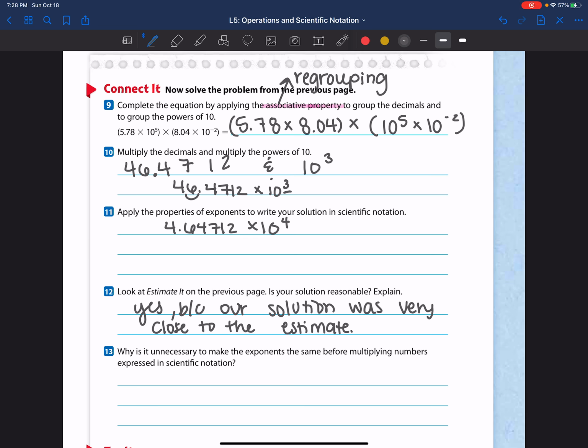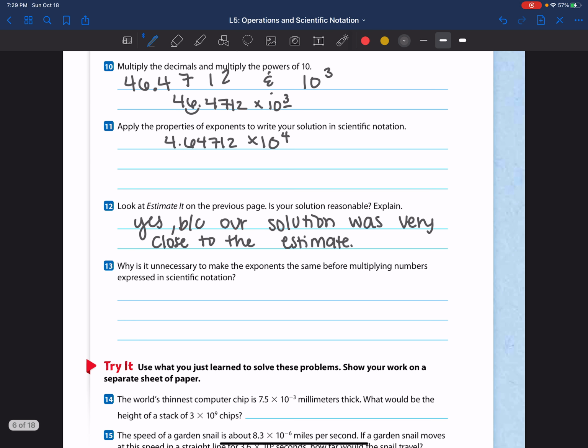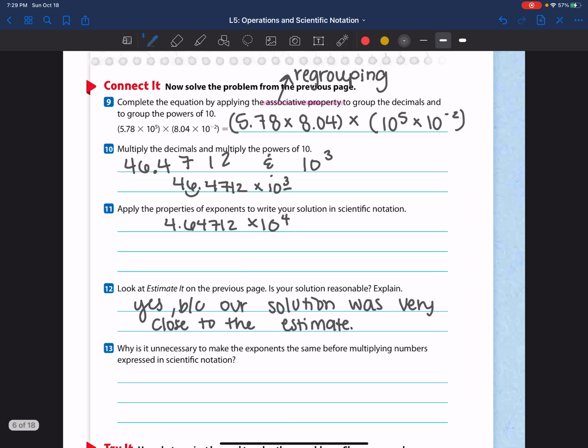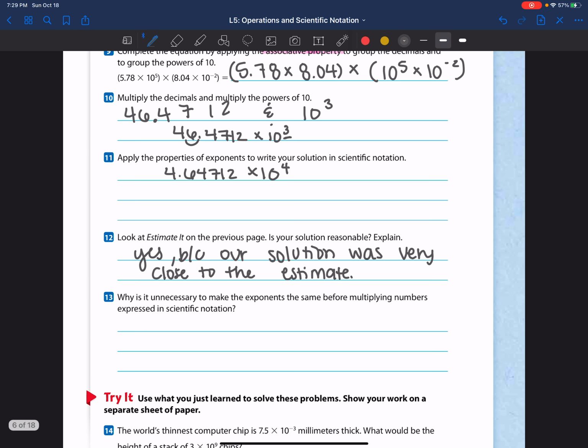All right. Number 3, why is it unnecessary to make the exponents the same before multiplying numbers expressed in scientific notation? Well, it's unnecessary because if you did that, you'd have to end up simplifying it anyway at the end. It really doesn't make any sense. That's almost like saying, if I was multiplying 2 fractions together, that I would need a common denominator first. You don't need that, because again, what you'd have to do at the end is simplify once you're done. So it just doesn't make any sense to do that, because you'll just end up having to simplify at the end.